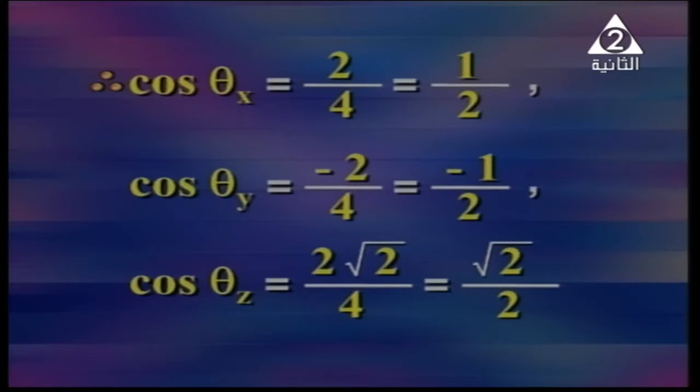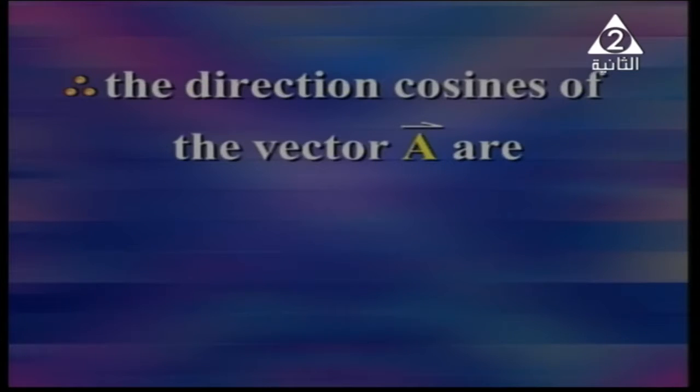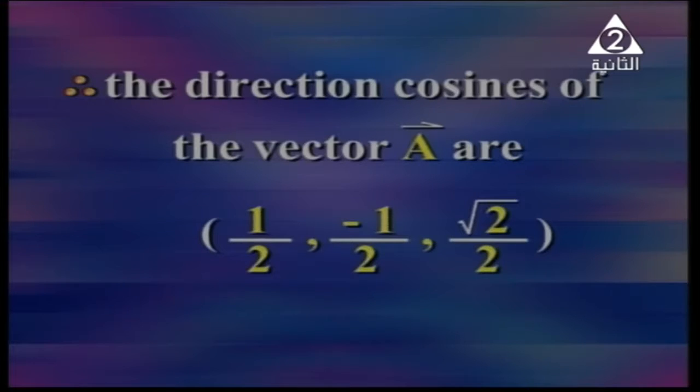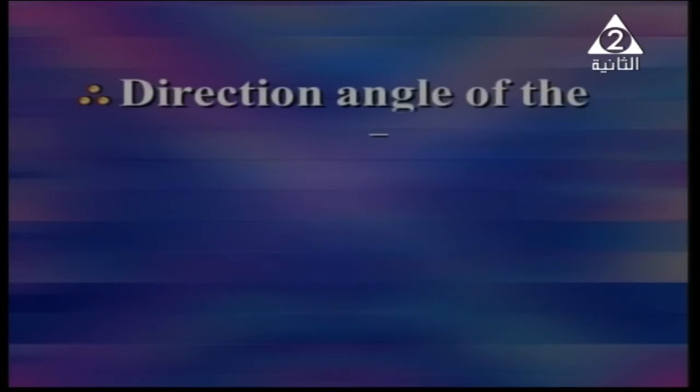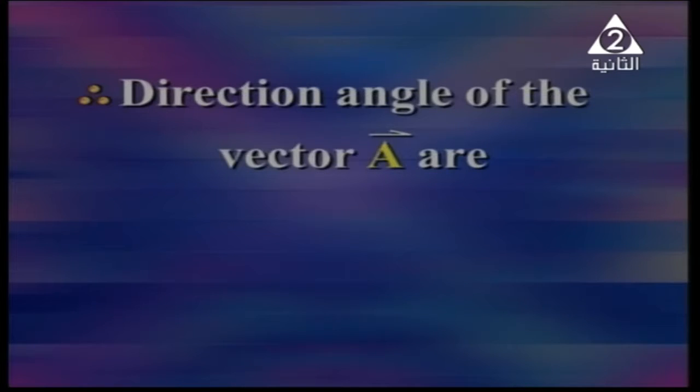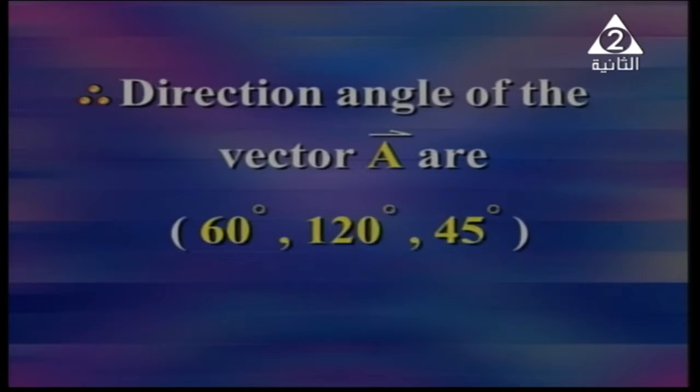After that, to calculate theta x, theta y, theta z, these angles of direction. Then, direction cosines of the vector A are 1 over 2, negative 1 over 2, √2 over 2. The direction angles of vector A are 60 degrees, 120 degrees, and 45 degrees. Why? Because cosine theta x equals 1 over 2.